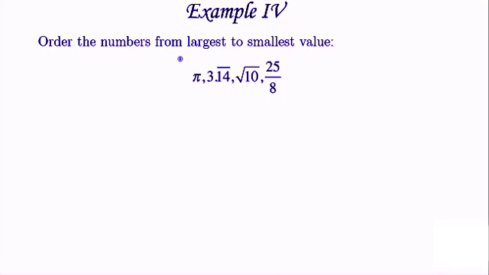In our final example, we're going to order the numbers given from largest to smallest value. And when you look at these, they're in all different forms, making it very difficult to compare them. Therefore, in order to compare them, I'm going to get them all into a decimal form. And pi equals 3.14. Now, this second number has a bar over the 1.4. And what that indicates, if there's a bar over the number, is that the 1.4 is repeating.